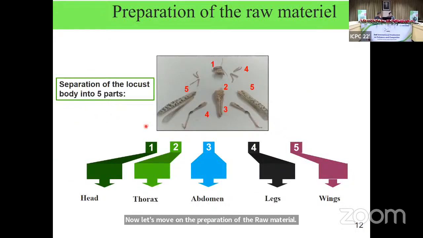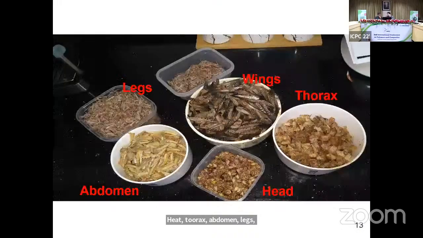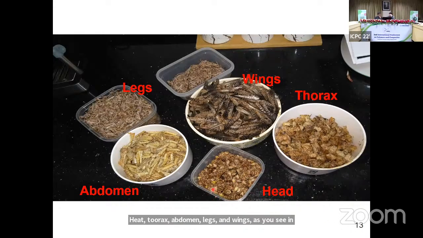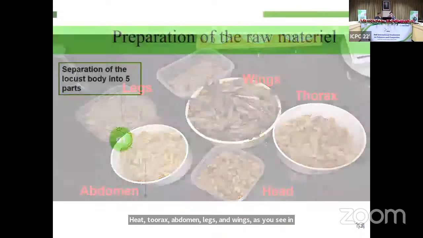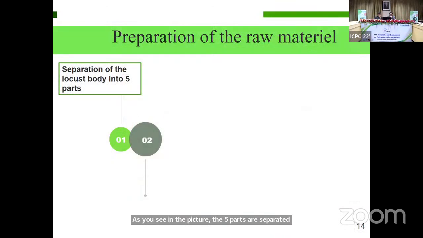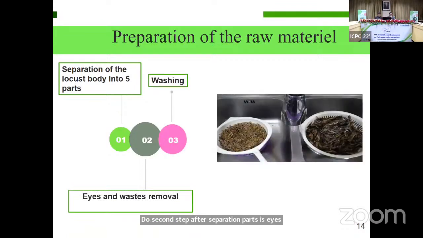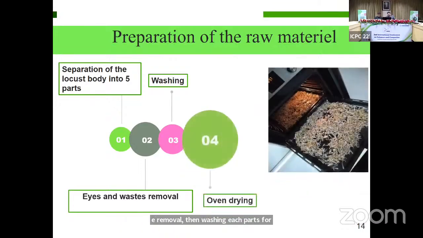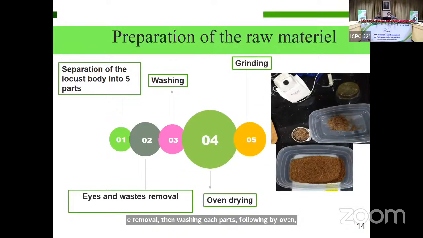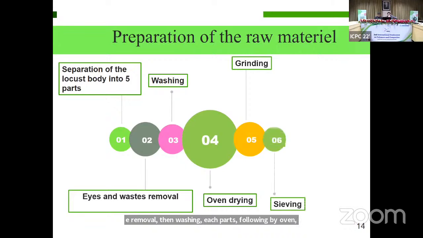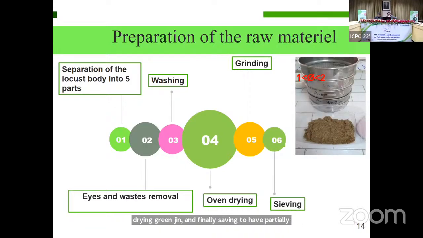The first step is the separation of the locust body into five parts: head, thorax, abdomen, legs, and wings. As you see in the picture, the five parts are separated. The second step after separating the parts is eyes and waste removal, then washing each part, followed by oven drying, grinding, and finally sieving to obtain particles with a diameter between 1 and 2 mm.